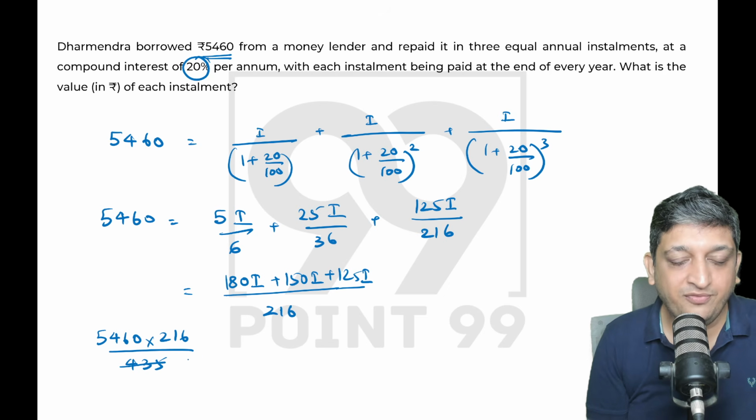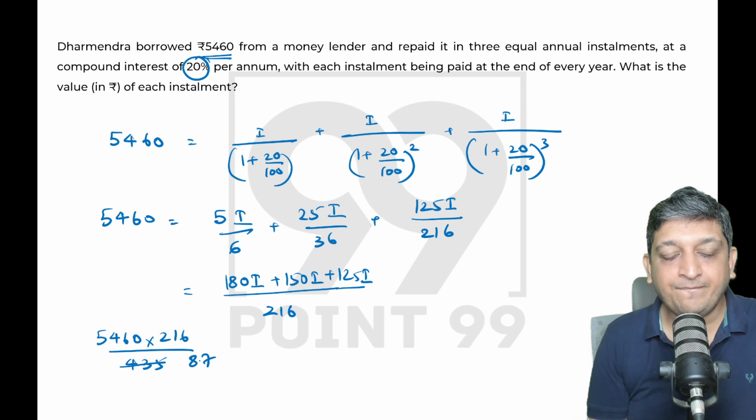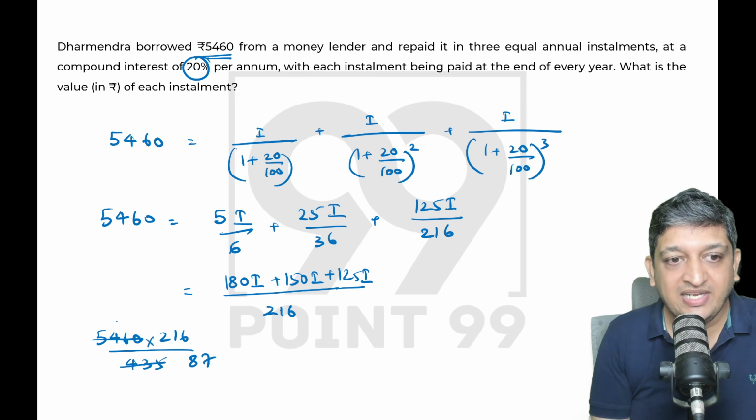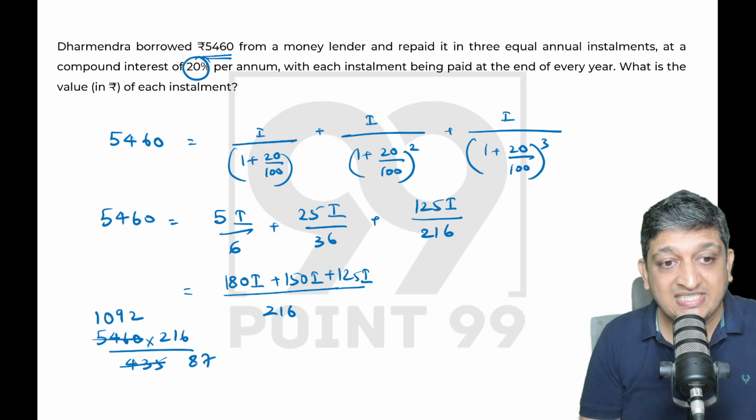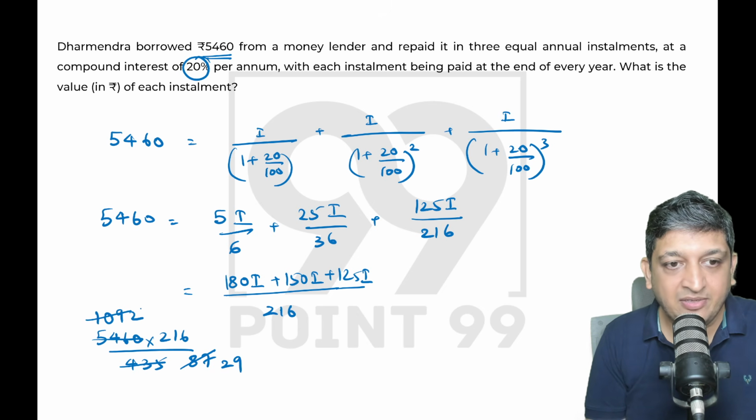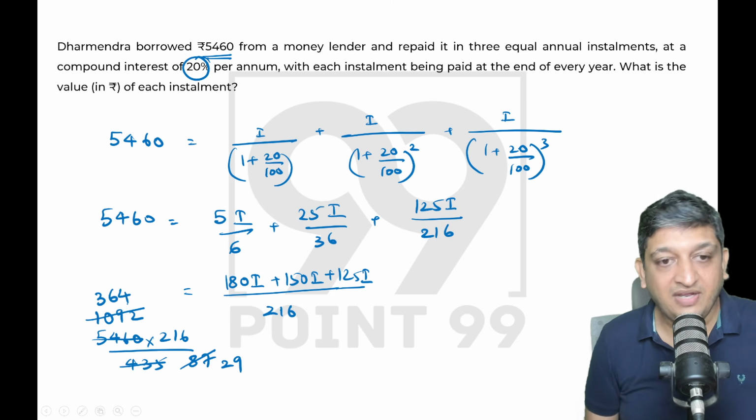Let's cross out the 5 from here. I'll get 5 8s are 40, 5 7s are 35. I will get 5 1s are 5, 0, 5 9s are 45, and 10, 5 2s are 10. Now 87 will help me cancel out a 3 as well. So let's cancel out a 3 from here. I'll get this as 29. And I'll be able to cancel out a 3 from here. So I'll get 3 3s are 9, 3 6s are 18, 3 4s are 12.